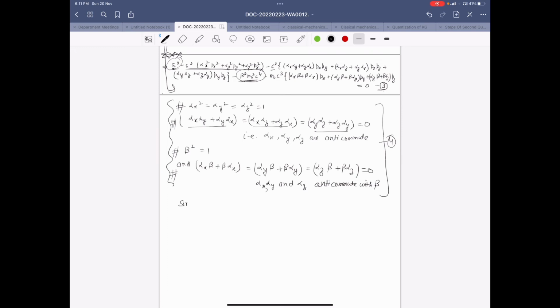So since alpha and beta anti-commute rather than commute with each other, hence they can't be numbers, but they are matrices.